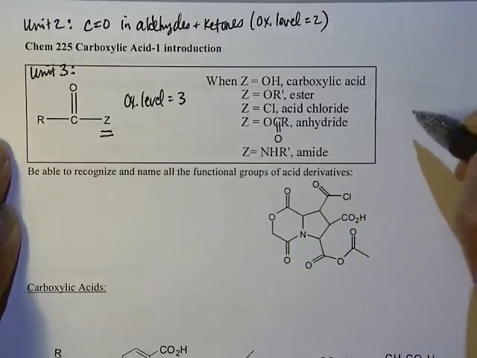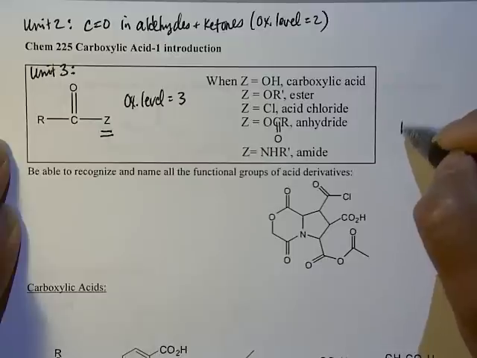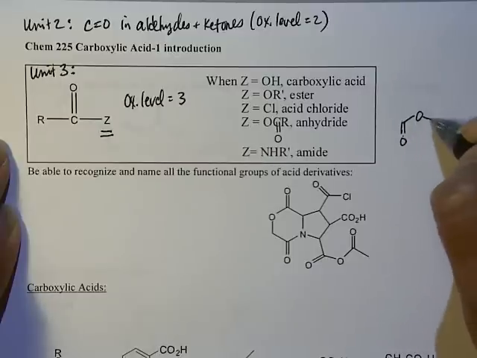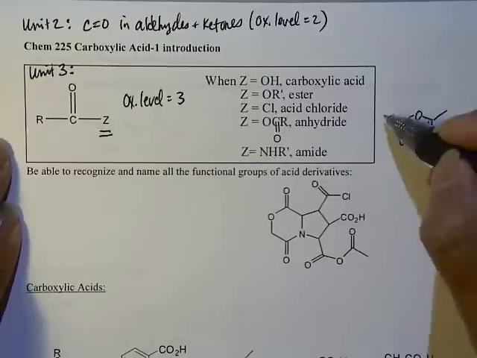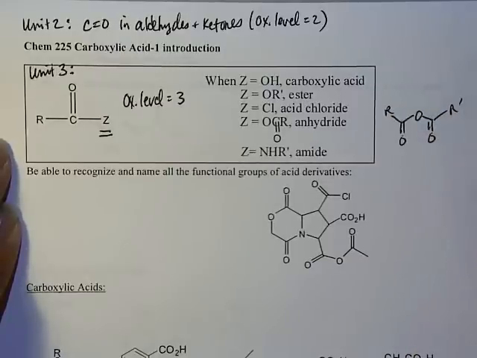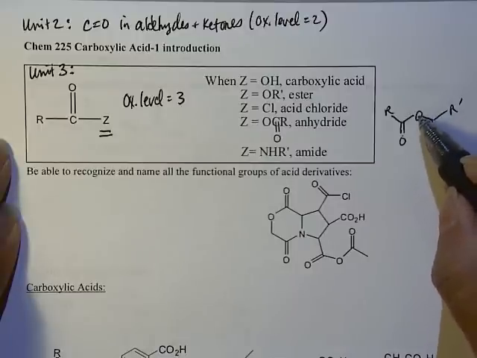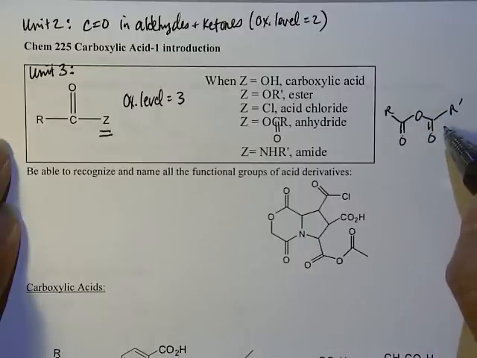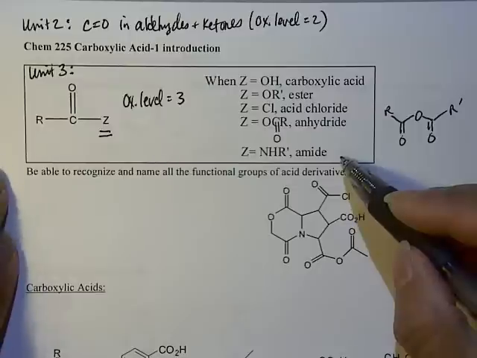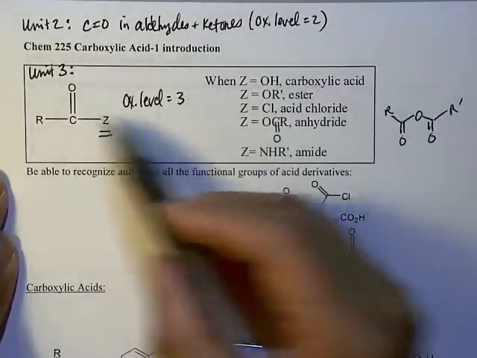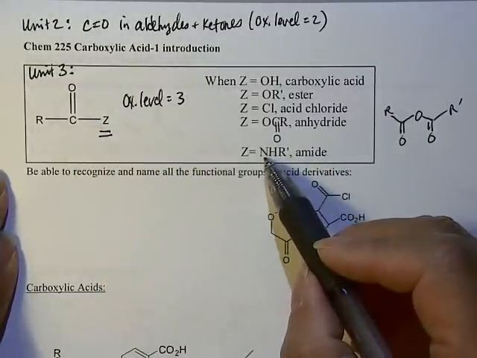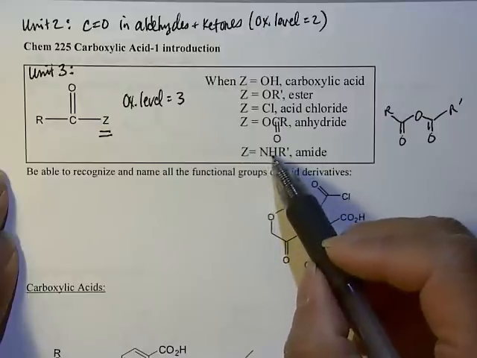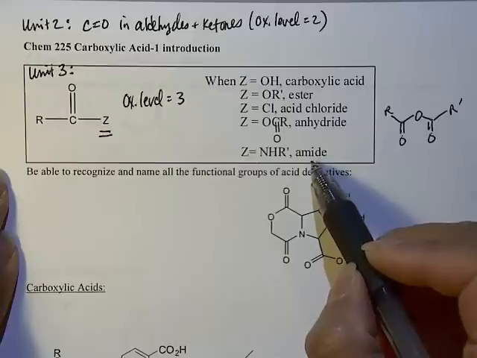If Z is oxygen followed by another carbonyl with an R group, that functional group is called an anhydride. Just for you to be able to visualize this, you have a C=O, an oxygen, and another C=O. That's an anhydride. You could have different R groups on it, but the oxygen with two carbonyls flanking it is an anhydride. And if Z was a C=O and then some sort of nitrogen, it could be two R groups, one R group, no R groups at all, just NH2, those are classified as amides.